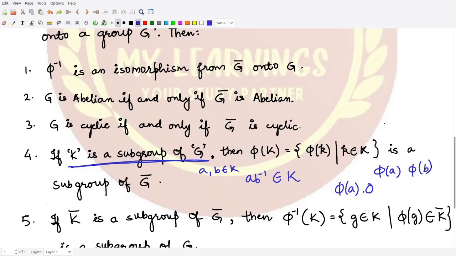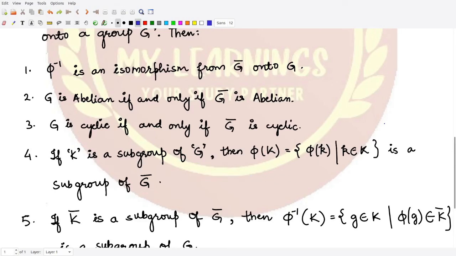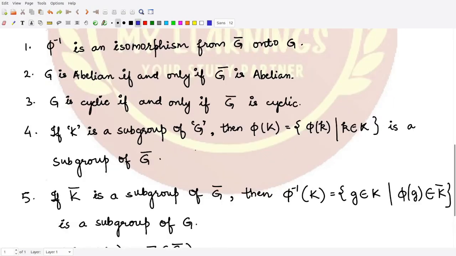Moving forward to the fifth property, we have to prove that if K bar is a subgroup of G bar, then phi inverse of K bar, which would contain all the elements g from G such that phi of g is a member of K bar, is also a subgroup. This is exactly the converse of the fourth result, taking the mapping now as the inverse mapping.